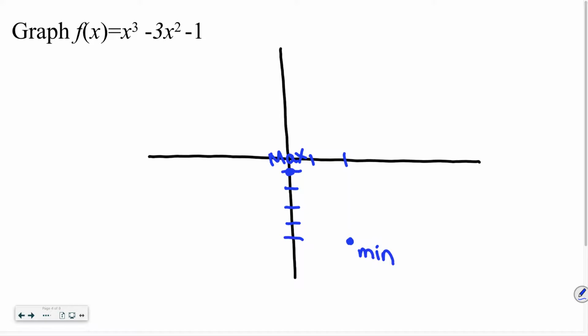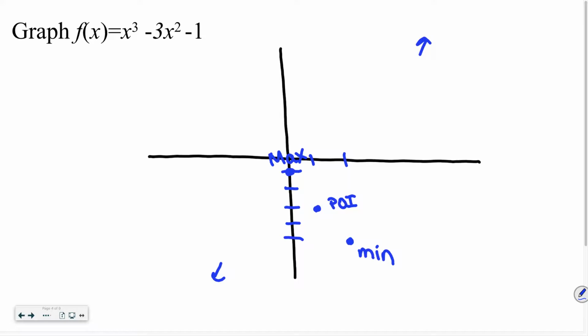Okay. And our point of inflection was at (1, -3). We also know our end behavior is rising to the right, falling to the left. We'll eventually get there, but now we need to fill in the pieces.